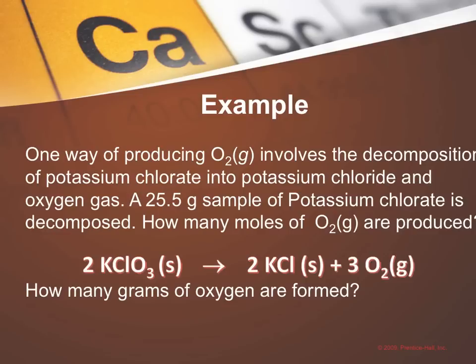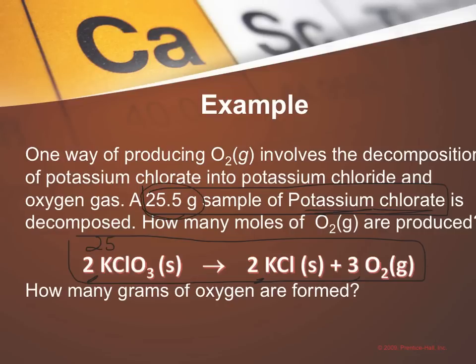Let's first get what we can out of the problem. So here's the reaction. Always check to make sure the reaction is balanced. If there are coefficients in front of the substances, you can presume it's balanced. So what is the given information? 25.5 grams of potassium chlorate. You need to be able to figure out what potassium chlorate is. That's this. I always write the given information down.